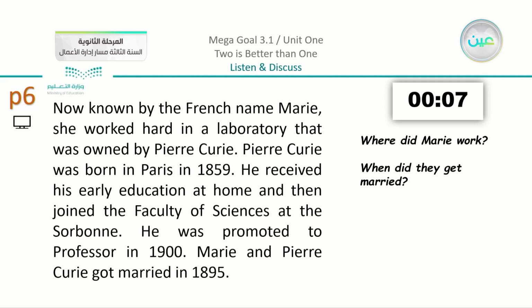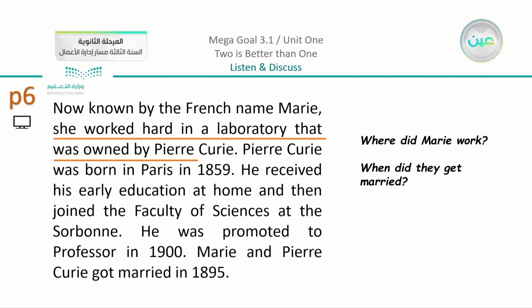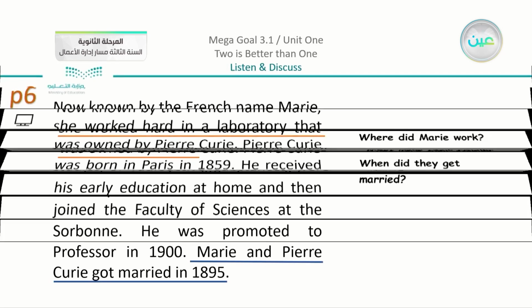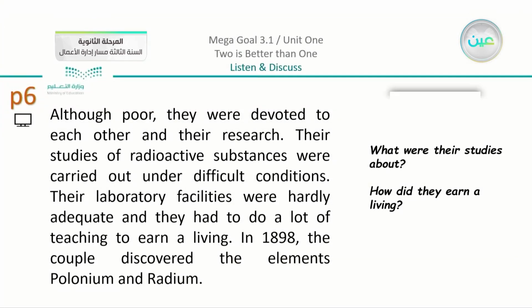So I helped you in the first part. Now we have here the second part, the two questions. Where did Marie work? Now, did you find the answer? We have here the answer. She worked hard in a laboratory that was owned by Pierre Curie. And when did they get married? A very simple date here, which is 1895. Moving on. We have the questions: what were their studies about and how did they earn a living?